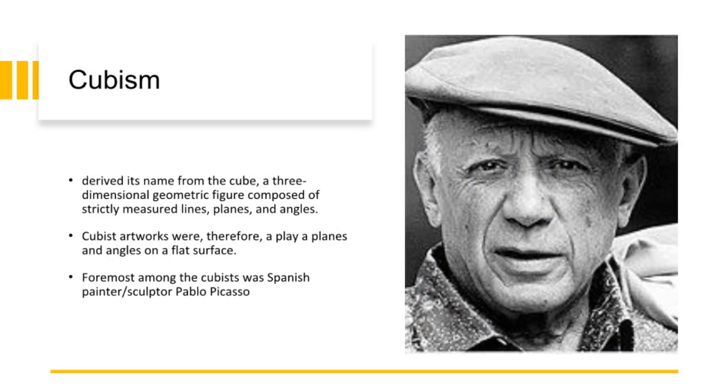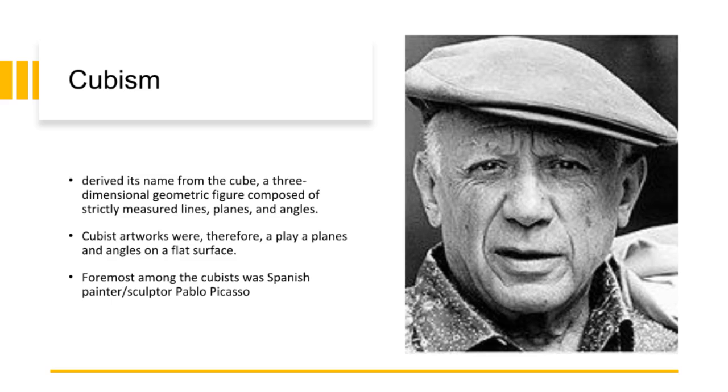The cubist style derived its name from the cube, a three-dimensional geometric figure composed of strictly measured lines, planes, and angles. Cubist artworks were, therefore, a play of planes and angles on a flat surface. Foremost among the cubists was Spanish painter and sculptor Pablo Picasso, right.